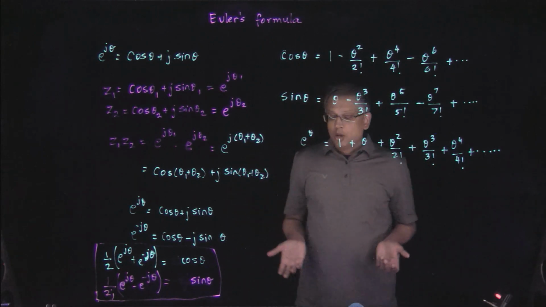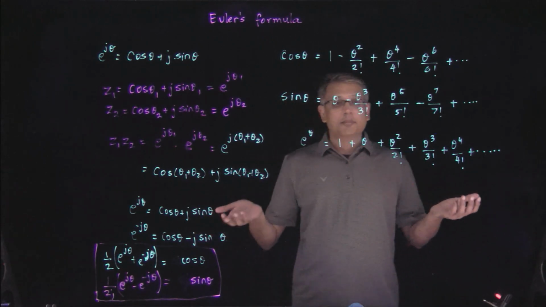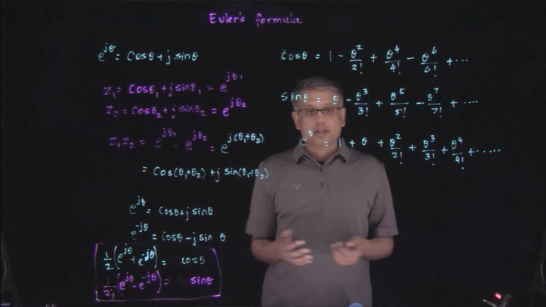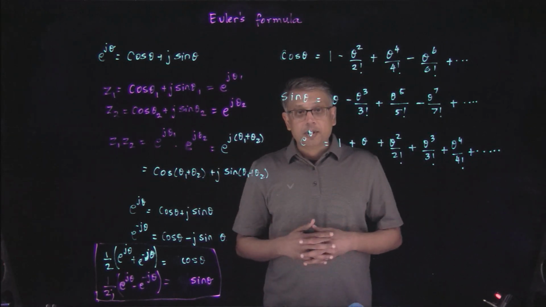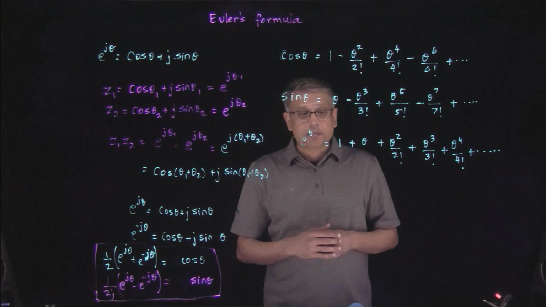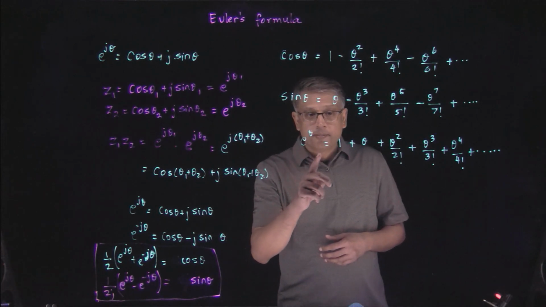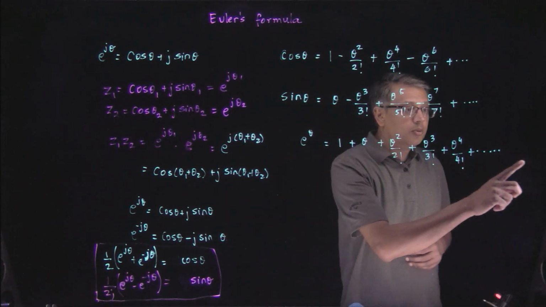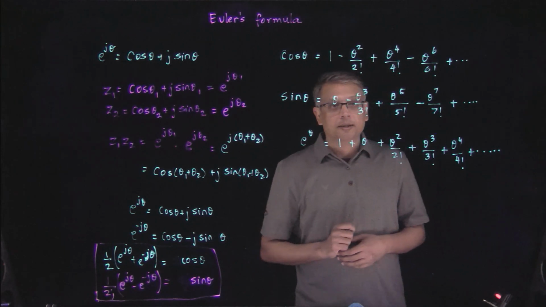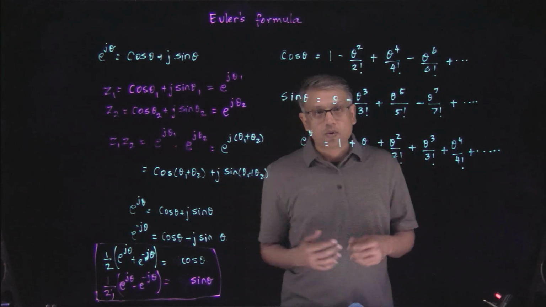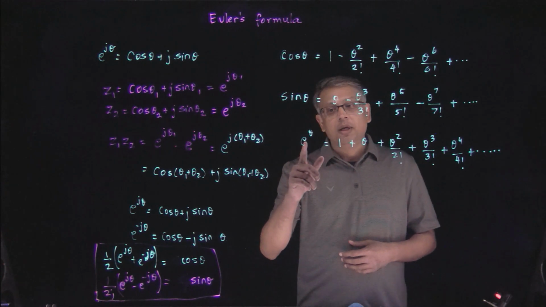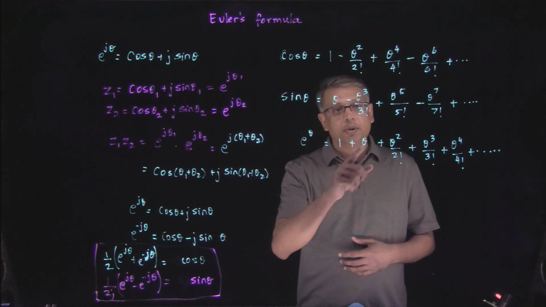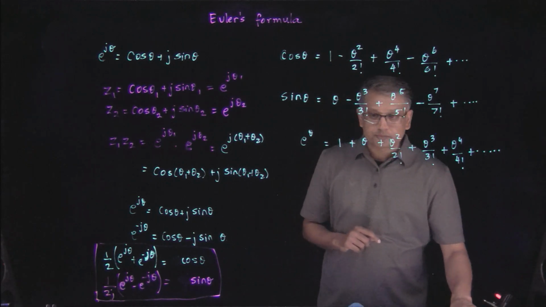So for example, what is the meaning of e to the some irrational number, let's say pi? One way to think about it is to say that e to the pi is nothing but a short form for the power series that you would get by replacing theta with pi. Or e to the square root of 2 would be a short form for what you get by replacing theta by square root of 2.